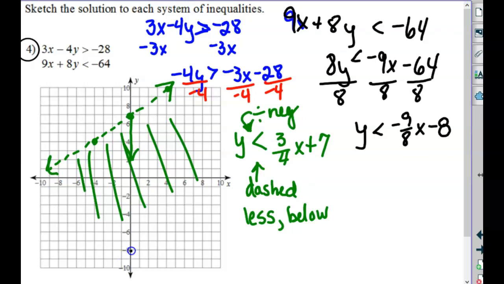I got a -8 for my y-intercept. I'm supposed to go down 9 and over 8. That isn't happening for me. So I have to do what?